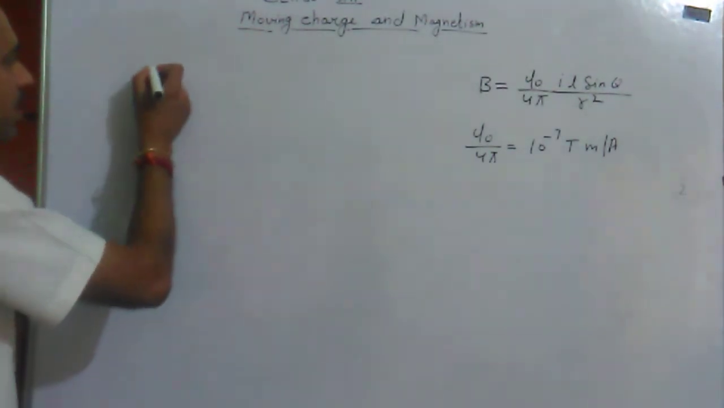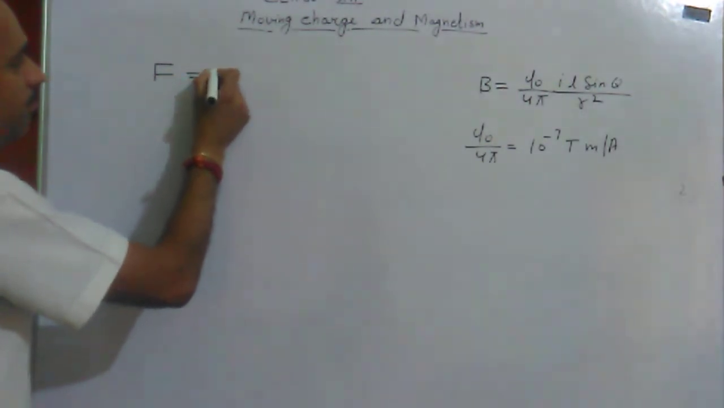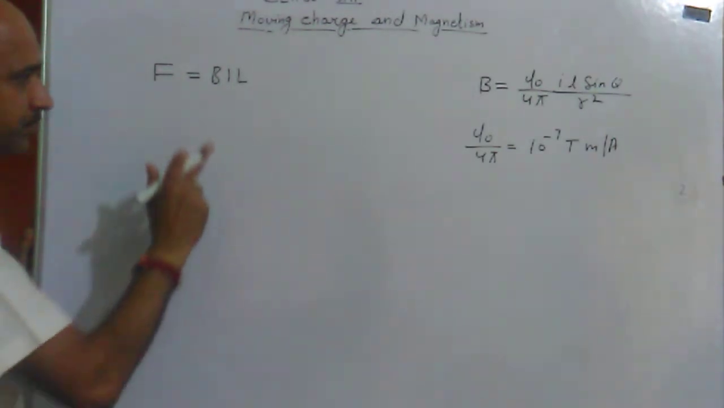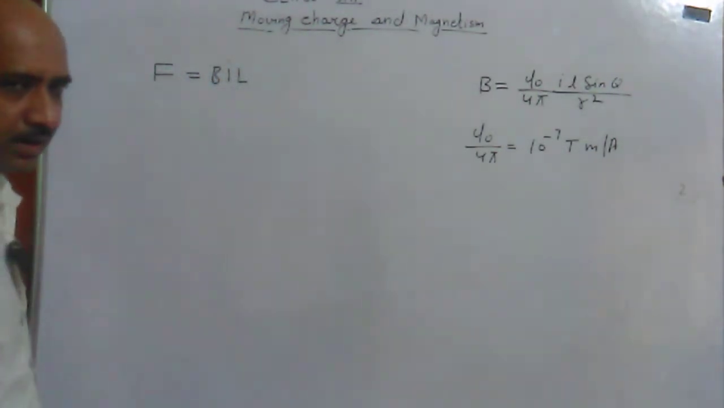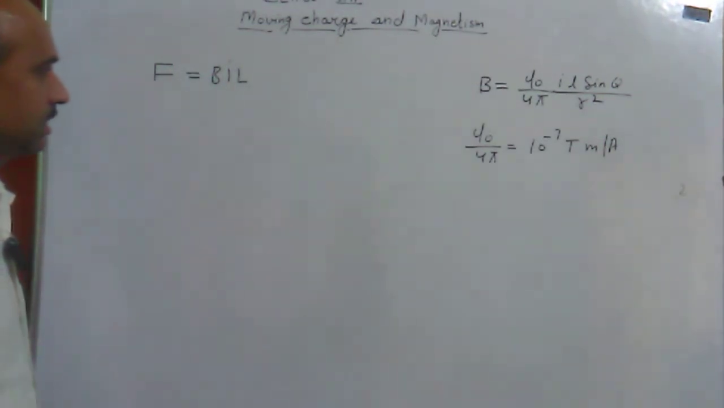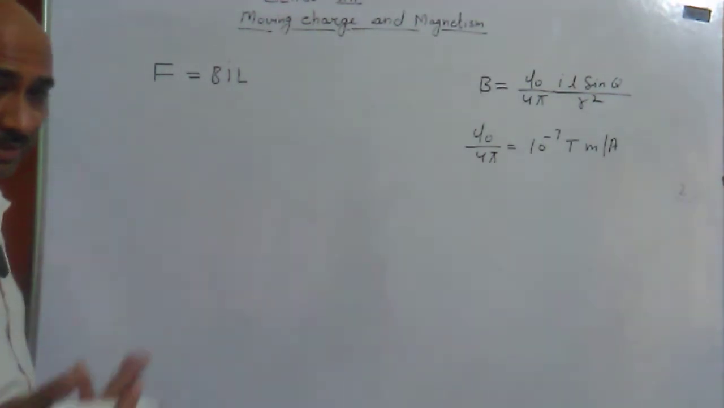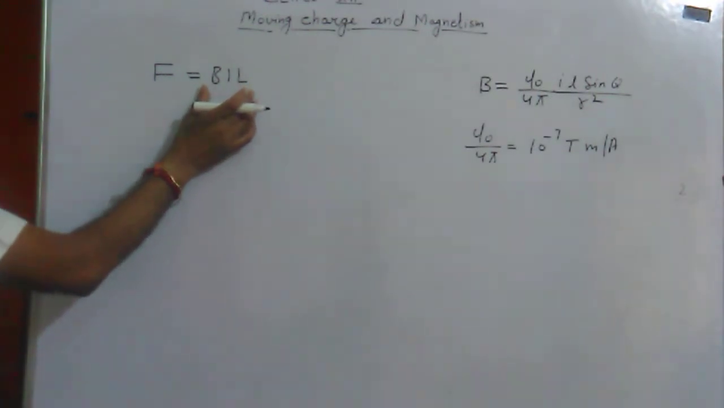एक फॉर्मूला हम लोगों ने क्लास 10th में पढ़ा था, that is F equals to BIL, where B is the magnetic field, this I is the current, and this L is the length of the conductor, and this is the force acting on the current carrying conductor. ये फॉर्मूला ऑलरेडी हम लोग कर चुके हैं, अभी आगे जाके भी इसको इसी चैप्टर में करना है. But I am finding the unit of this magnetic field from here.